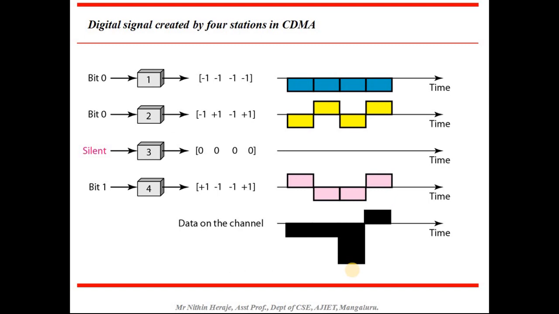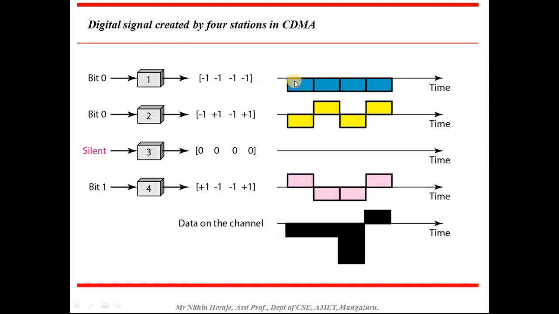Next one is here. So the digital signal created by 4 stations in CDMA. We'll see how these 4 stations are created. So you have these sequences over here, right? And we need to sum up this. So this represents all -1, all lower to the frequency. So this is -1 plus 1 -1 plus 1. This is 0 plus 1 -1 -1 plus 1, and this is the data on the channel.